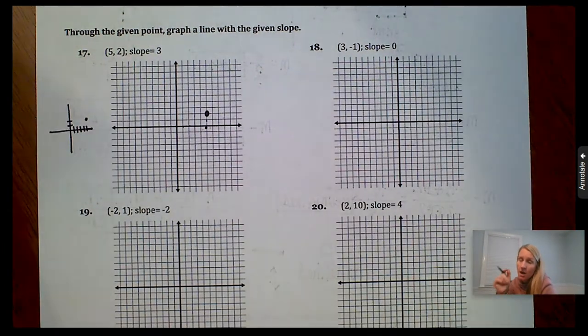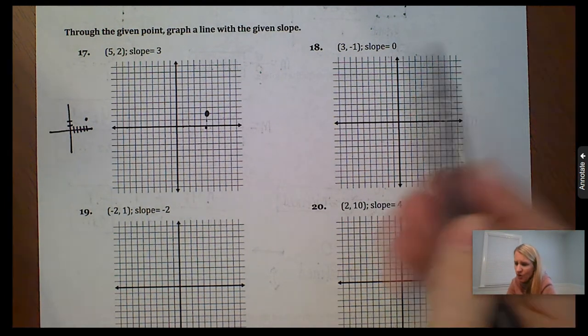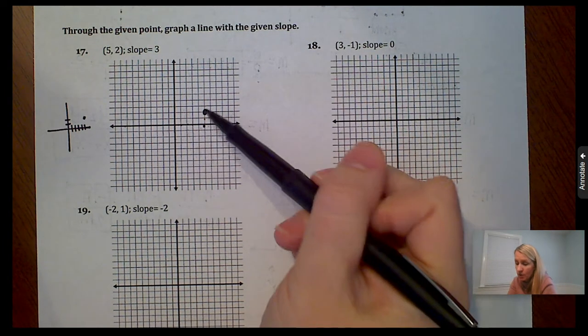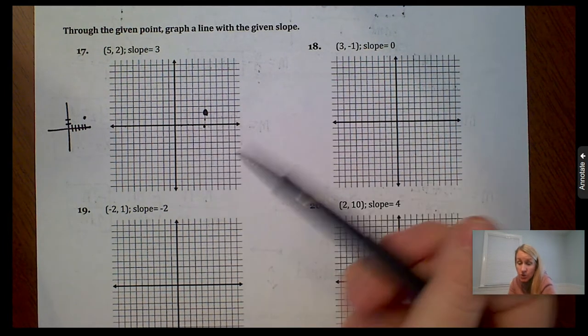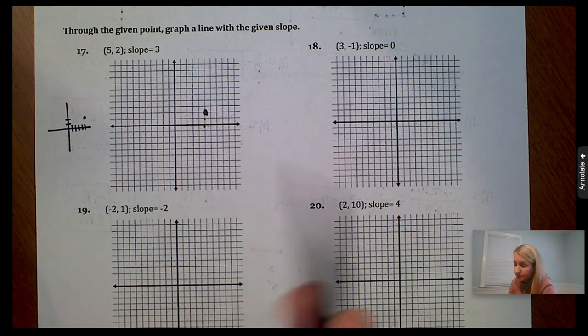Now the thing that people mess up sometimes is that when we say slope, they want to go back to the origin. Don't do that. No, no, no. The whole reason we put this point here is because we need to do our slope from that point. So that's why the point is always first.